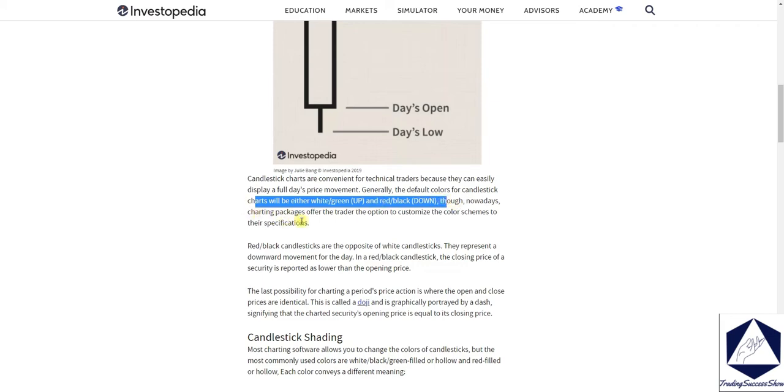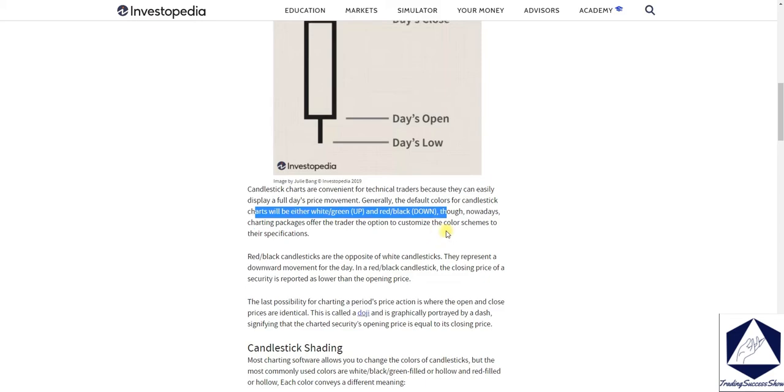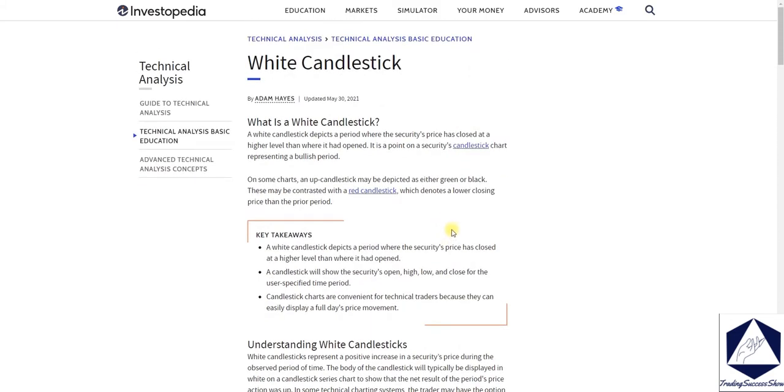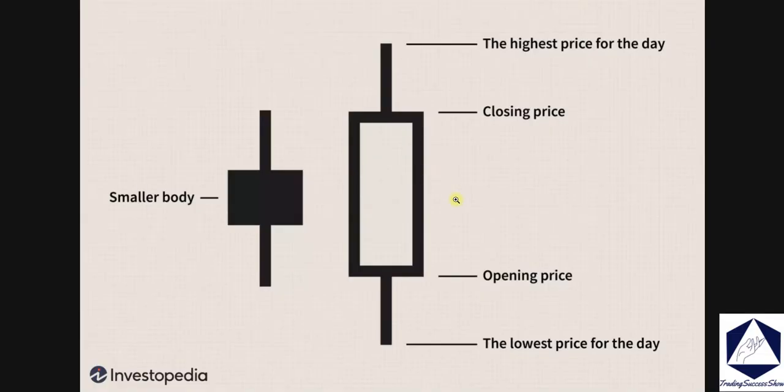Though anyways, charting packages offer different kinds of options in terms of colors on your candlestick, right? So with that being said, let us dive into the bullish engulfing candle and the bearish engulfing candle.